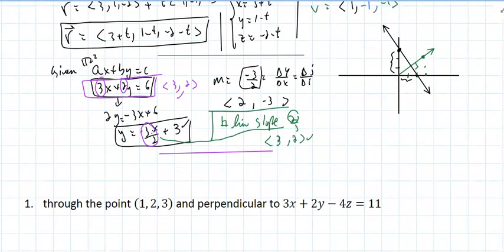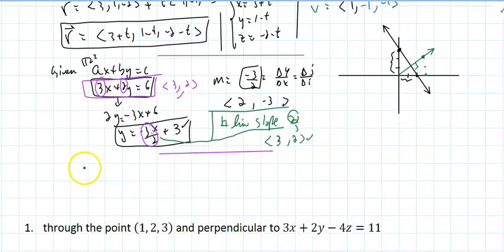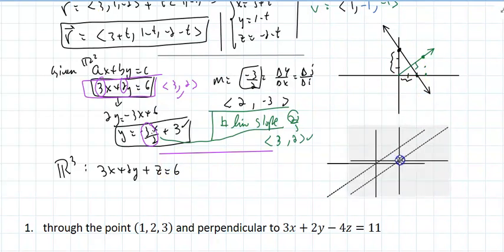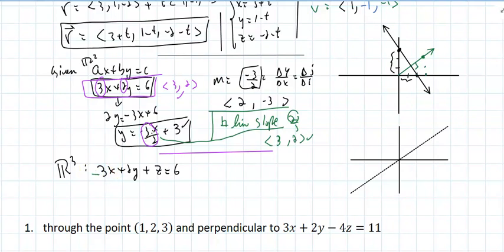If I'm given a plane, 3x plus 2y plus z equals 6, in 3D, let me plot that really quick. Actually, let me make that negative 3x. The way to graph a plane in 3D is very easy. Zero out the y and the z: x will equal negative 2. Zero out x and z: 2y equals 6, that means y is 3. And zero out x and y: z will equal 6.